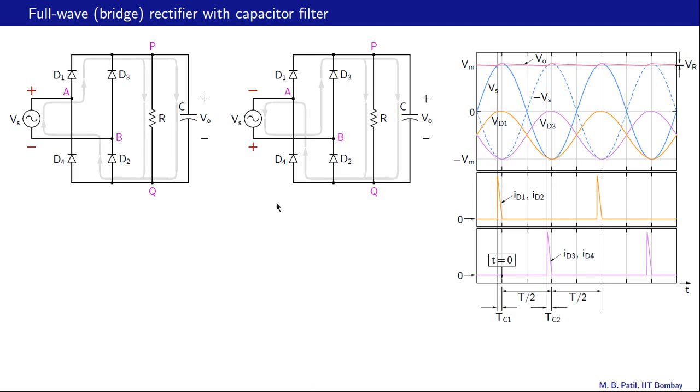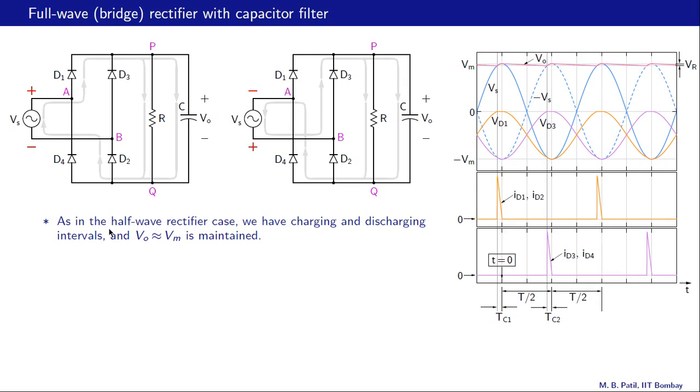We now look at the full wave or bridge rectifier with a capacitor filter, and at this point it may be a good idea to go back a few slides and revise the case of full wave rectifier without a filter. What we will do now is make a few observations and then take up a numerical example.